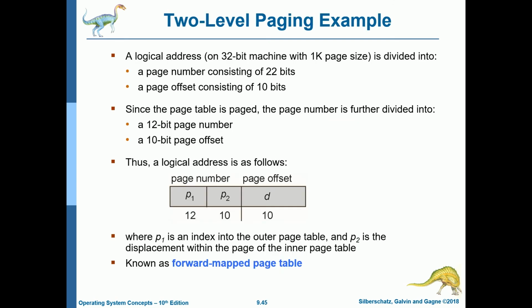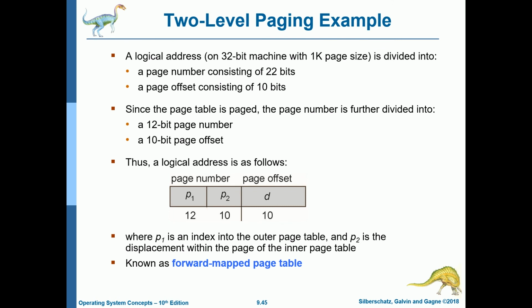For example, once again, consider the system with a 32-bit logical address space and a page size of 4 kilobytes. A logical address is then divided into a page number consisting of 20 bits, and a page offset consisting of 12 bits. Because we page the page table, the page number is further divided into a 10-bit page number and a 10-bit page offset. Thus, the address space looks like what we have here.